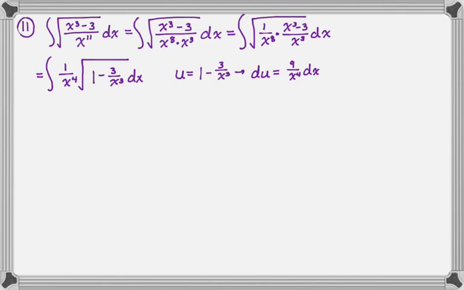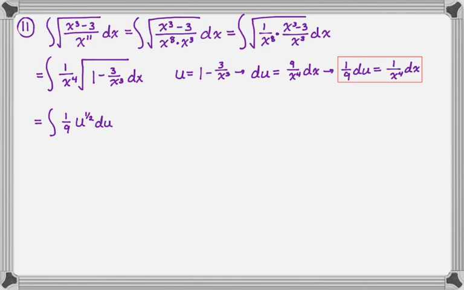There's no 9 in the original problem, so I'm going to bring the 9 to the other side and let it be substituted with du. So 1/9 du is 1 over x to the 4th dx. That's something we're going to substitute. So what am I replacing? 1 over x to the 4th dx is 1/9 du. So there's the 1/9, and then I'm going to put the du at the very end. It's going to be square root of u, or u to the 1/2, and then du, because that 1/9 du is 1 over x to the 4th dx. That's where those parts are all coming from.